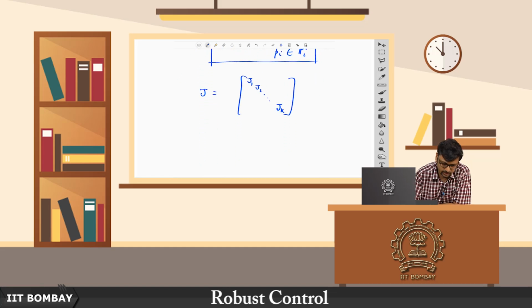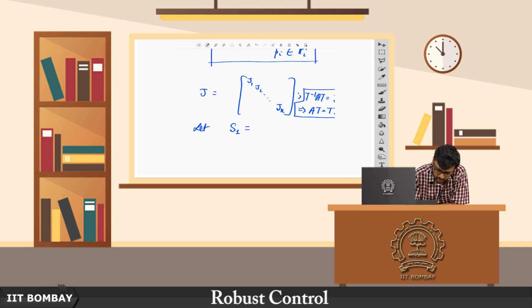So we have J K, right? And let S1 be equal to, say, and okay, let's also define this J. How did we get this J? We got this J by T inverse AT is equal to J. In other words, we can always write that AT is equal to TJ, right? Keep this in mind. This is going to be very handy in whatever we are going to now discuss.